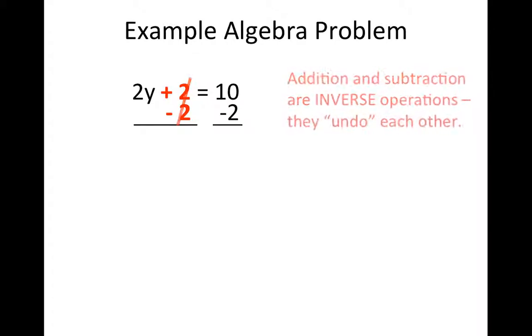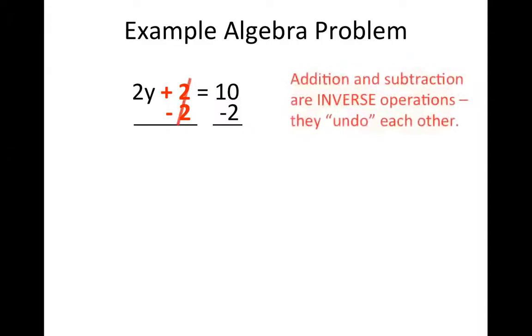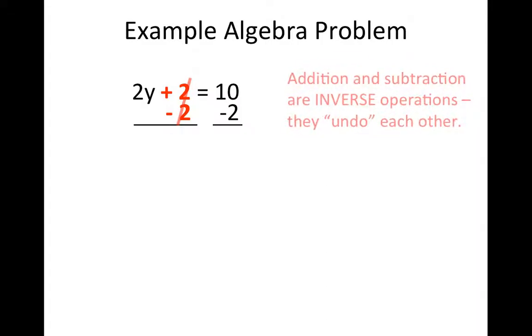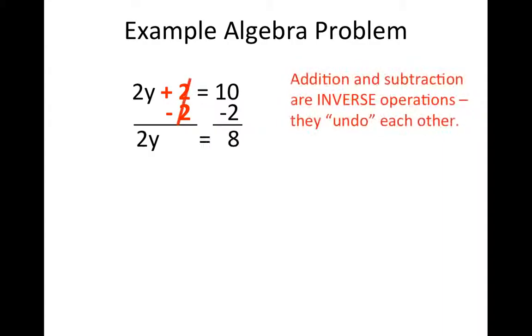They undo each other. Adding 2 and subtracting 2 is the same thing as doing nothing because they are inverse operations. Addition and subtraction undo each other. That's why I chose minus 2. So that gets us now 2y equals 8.